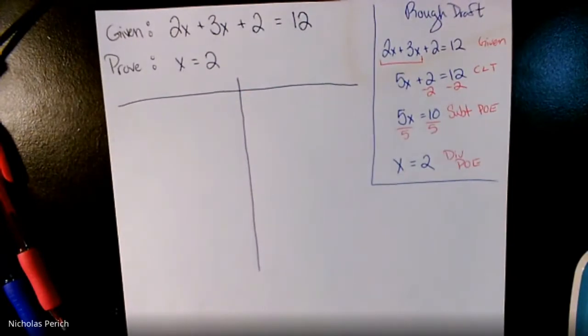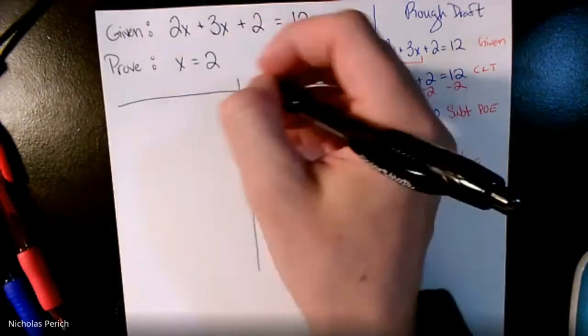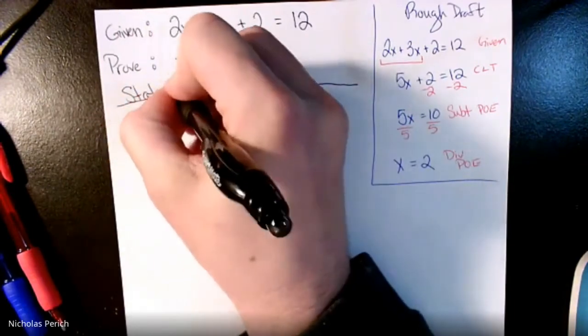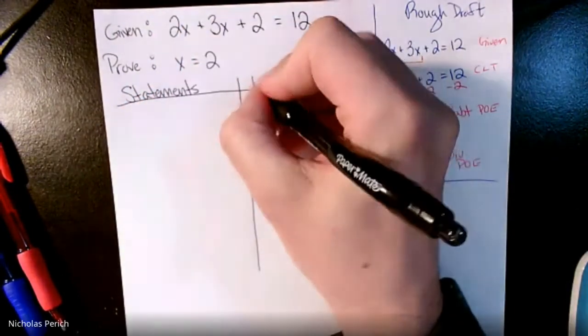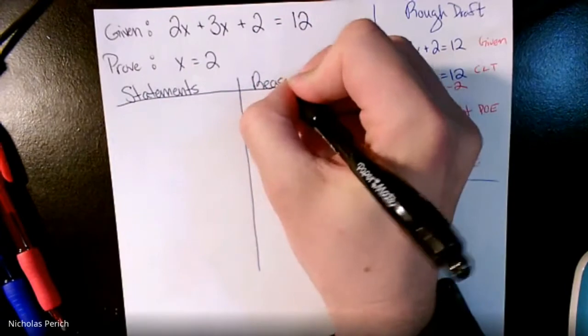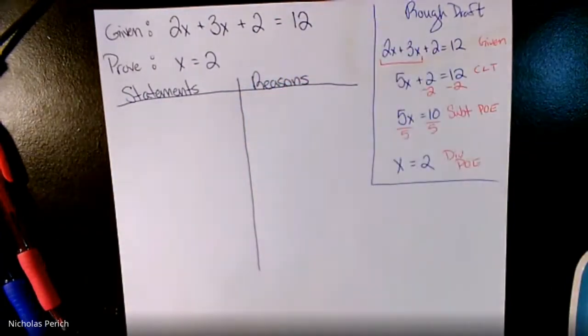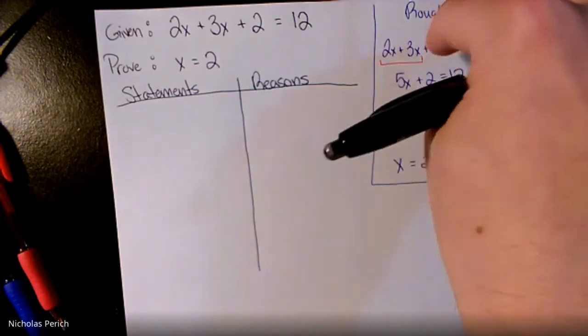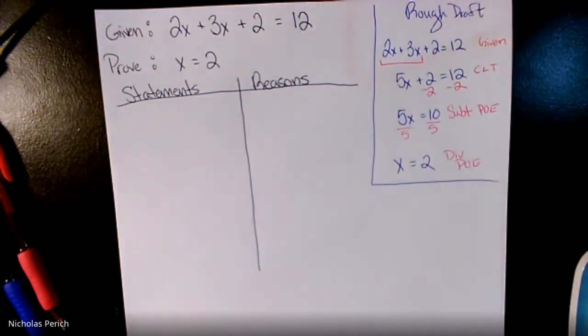This is what a, I almost said two-way table, a 2-column proof looks like. On the left side, you have what's called your statements. On the right side, you have what's called your reasons. And I'm going to use my rough draft over here to construct.